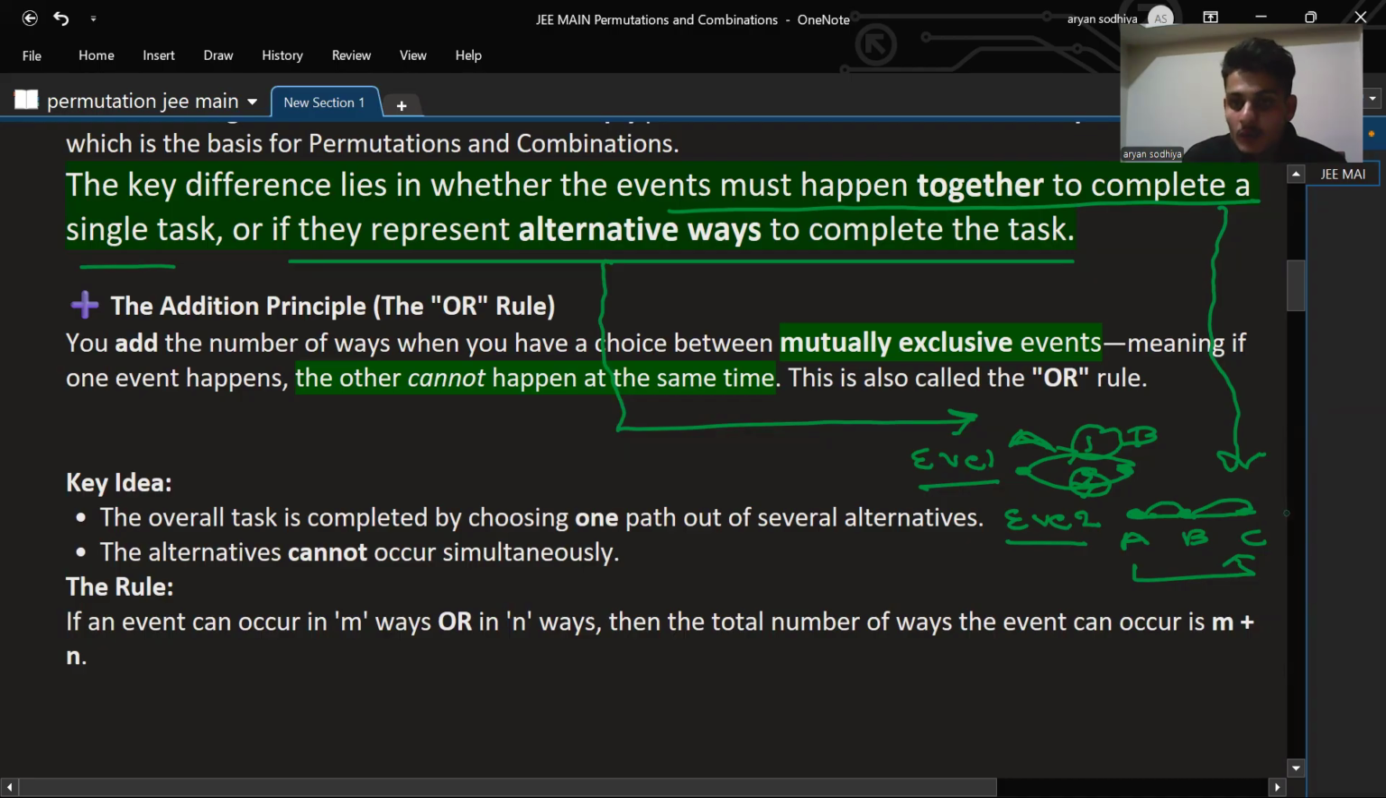I need to go from A to B as well as B to C. So if I go from this path, I also need to go from this path. These are not alternative. I need to go from both of these paths. So this condition is different from this condition. In event 2 scenario, I need to go from A to B as well as B to C. So here comes the AND rule. And in this scenario, either I can go from one or the other, so here comes the OR rule.